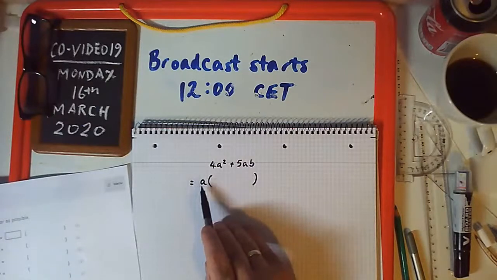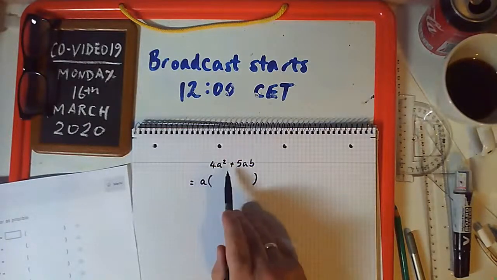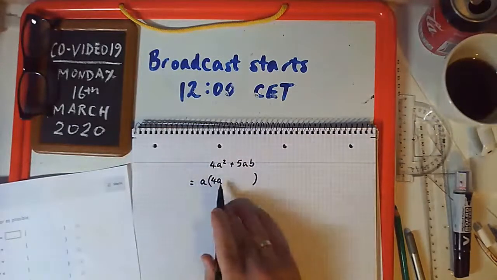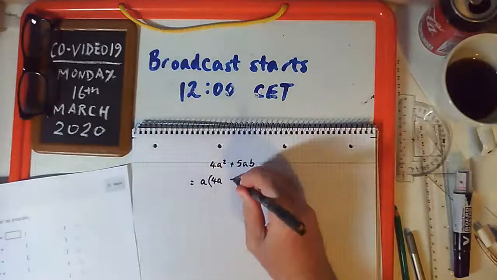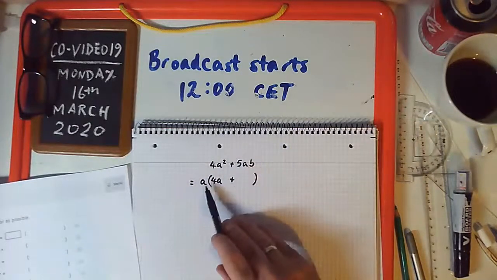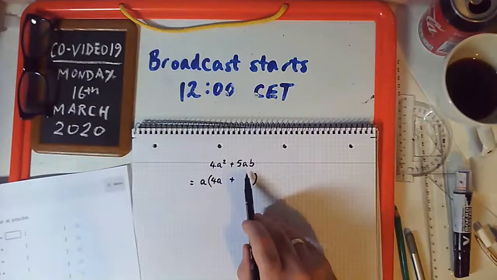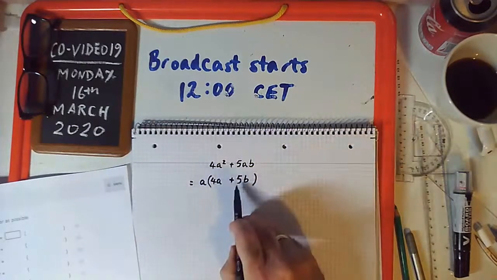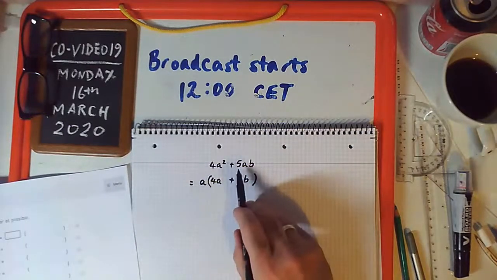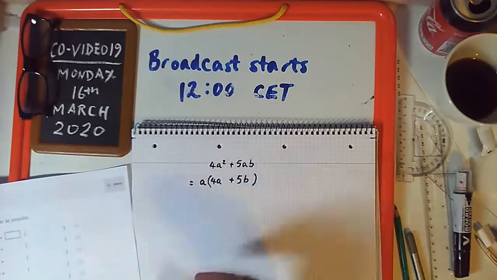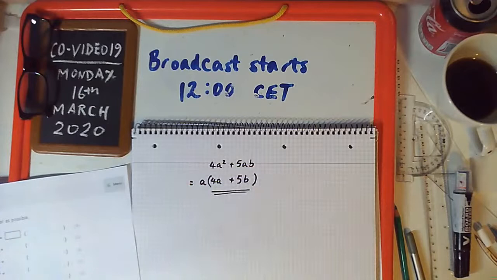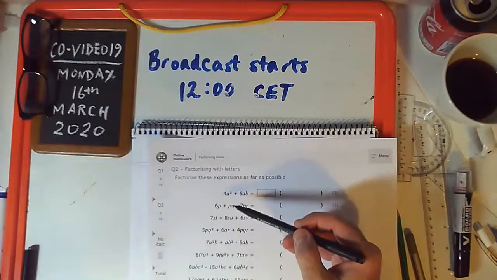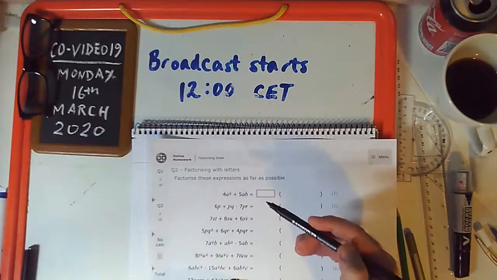What do I need to multiply a by in order to get 4a squared? Answer is 4a. 4a times another a gives you 4a squared. Then what do I need to multiply a by inside the brackets in order to get 5ab? The answer is just 5b. 5b times a gives you 5ab, 5 times a times b. And that's the answer to the first one. Next one, 6p plus pq minus 7pr.